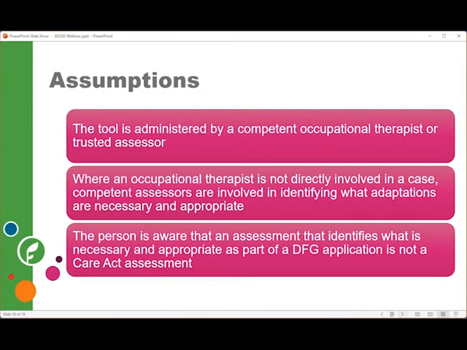The other thing is about the person being aware that if an OT isn't doing an assessment as part of their statutory duties under the Care Act, we should make the person aware that the assessment is part of the DFG application and not a Care Act assessment, so that they're clearly aware of that if an OT isn't involved. I hope I've explained that well. But if you've got questions, you can ask me those at the end.